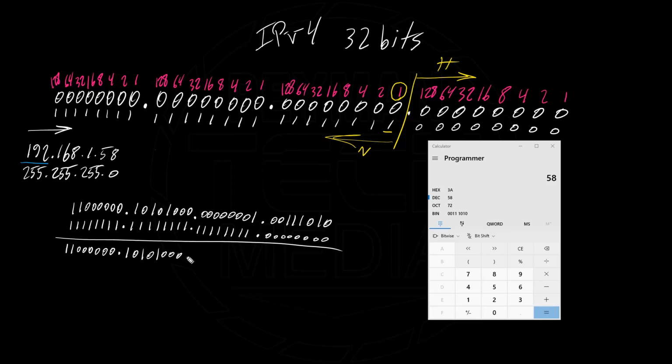So we have 7 zeros, 1, 2, 3, 4, 5, 6, 7. The last one turned on. And here it seems that pretty much all of them are turned off. 1, 2, 3, 4, 5, 6, 7, 8. Because again, every octet we have 8 bits. And here we can see 1, 2, 3, 4, 5, 6, 7, 8.